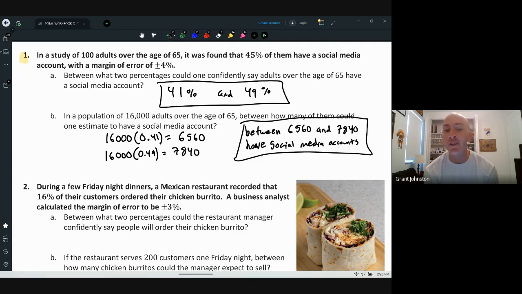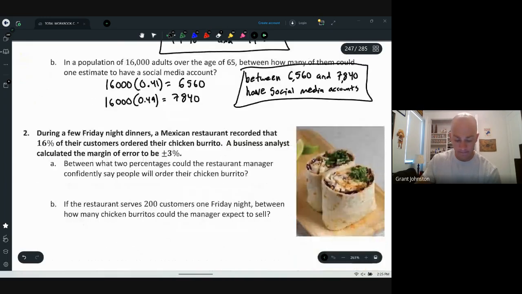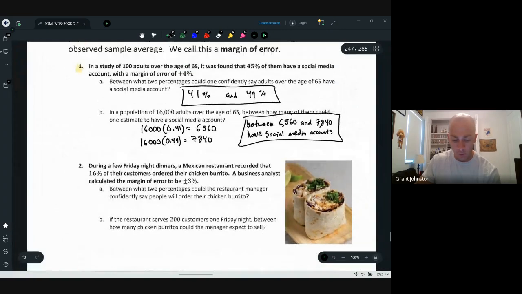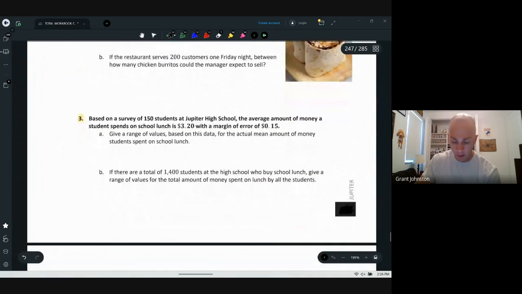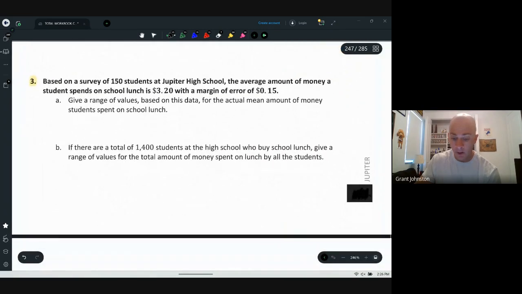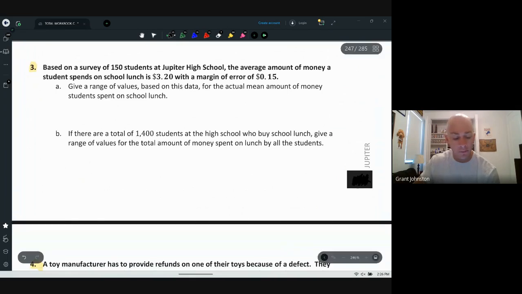So if I were to actually go out and survey 16,000 adults, I can confidently say that between 6,560 and 7,840 of them are going to have social media accounts. So that's like my estimate. Okay. Let me do another. I'll let you do number 2, actually. Let me do 3. And if you didn't understand it, watch me do 3 first.